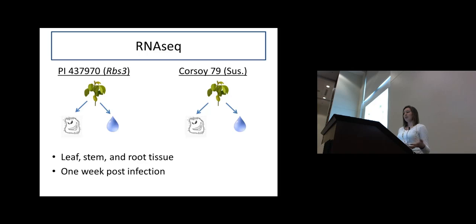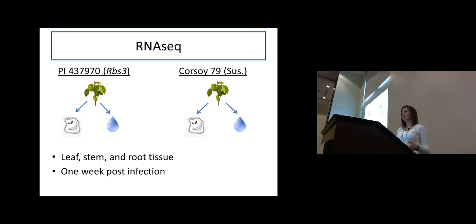So in this experiment, I had 2 genotypes, a resistant line and a susceptible line. The resistant line was PI 437970, which has the RBS3 gene, and the susceptible line was Corsoy 79. And half the plants in each genotype were inoculated with the pathogen, P. gregata, type A of the fungus, so stem and leaf symptoms, and half the plants were inoculated with water agar as a mock-inoculated control. And 1 week after infection, I collected leaf, stem, and root tissue from the plants.